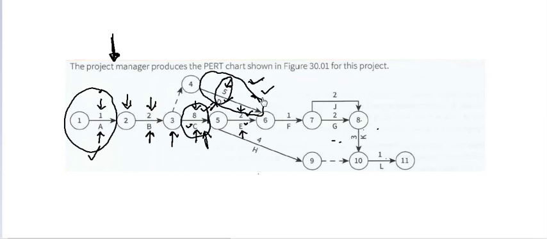And this spare time that we had for activity D is called slack. It is called slack.